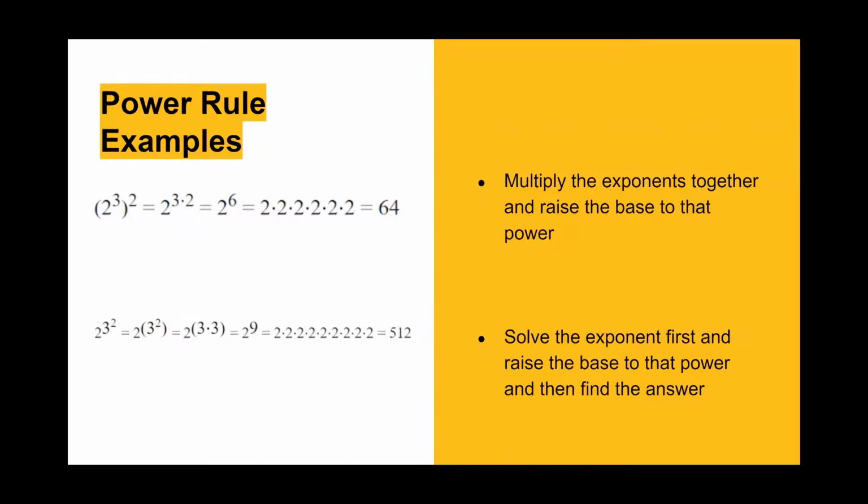So for that one, you would have 2 raised to 3 times 2, so that equals 2 raised to 9, sorry. And then that ends up equaling 512.